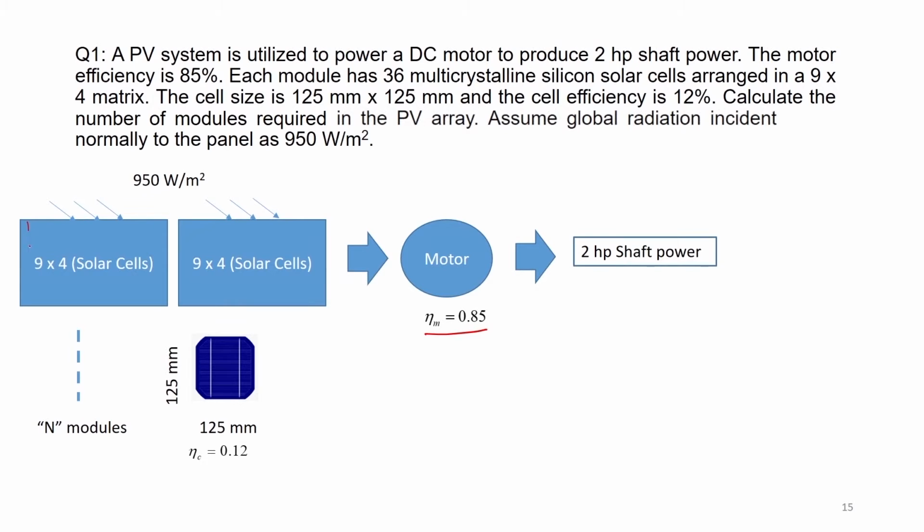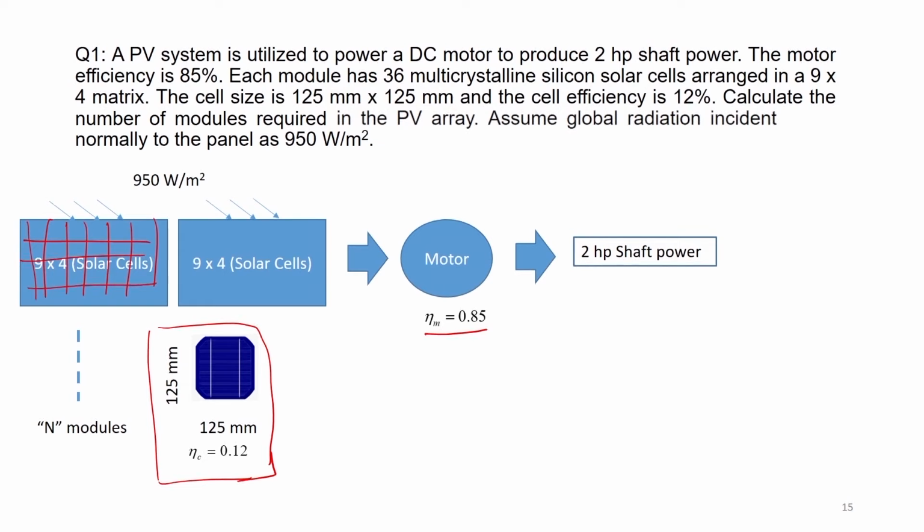So, here you can see 9 columns, and then we have 4 rows. So, that is how 9 into 4 is equal to 36. The cell size is 125 mm by 125 mm, which is shown here. So, for a single cell, size is 125 by 125 mm, and the cell efficiency is 12%.